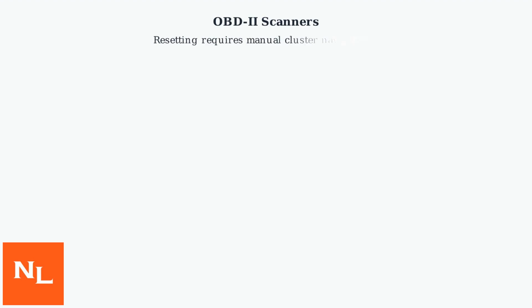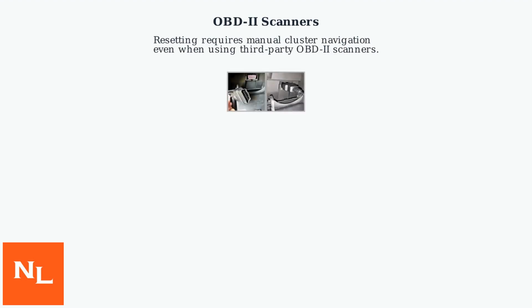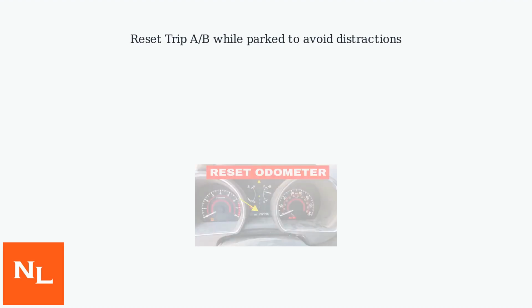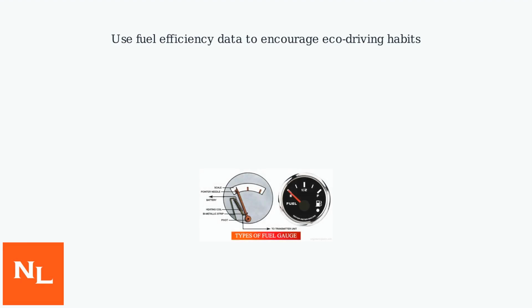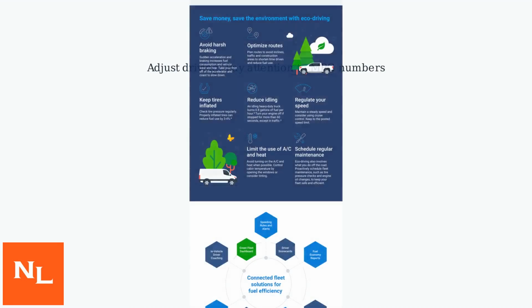Resetting requires manual cluster navigation even when using third-party OBD2 scanners. Always reset Trip A and B odometers while parked to prevent driving distractions that could lead to accidents. Use the fuel efficiency data from Trip A and B to develop eco-driving habits that save fuel and reduce emissions. Pay close attention to the fuel economy numbers and adjust your driving style accordingly.